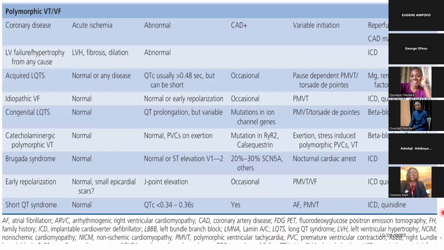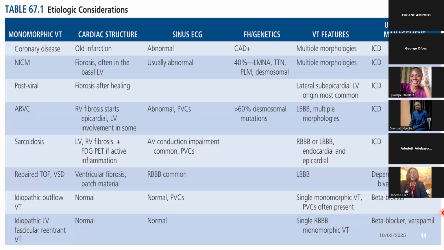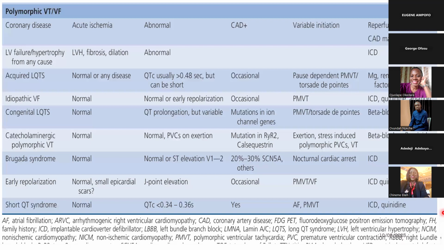So these two tables are quite busy, but it's basically showing etiologies of VT, the cardiac structural abnormalities that are common, what we find when we do an ECG, and the features of VTs in such etiologies, and the usual initial management. So I'll skip these slides. We can look at them later.